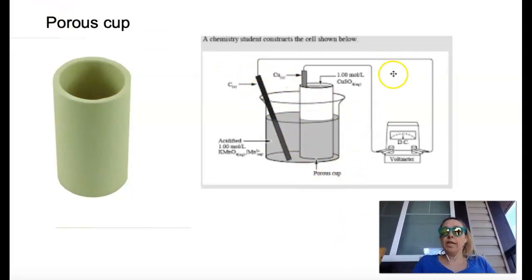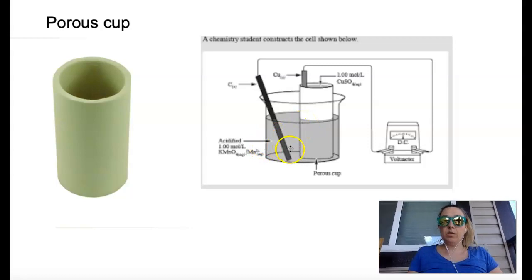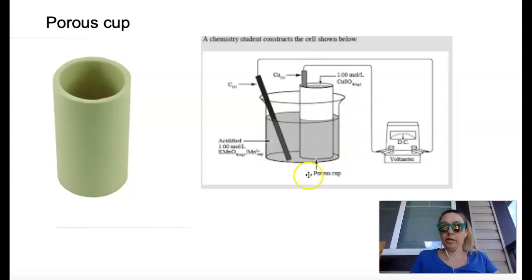So we still have a wire connecting our two electrodes. Those electrodes still pass through the voltmeter. But what you'll notice isn't in here is a salt bridge. The reason we don't need a salt bridge is that this cup is porous, and porous usually means that it has pores that things can pass through. What passes through this is our ions.